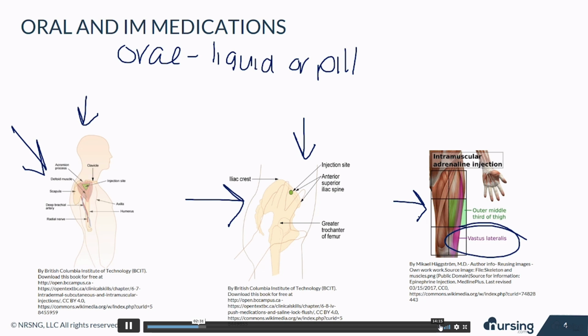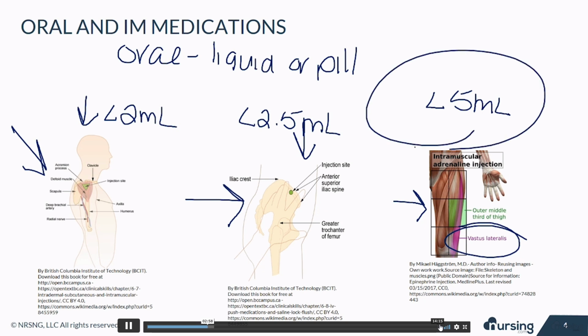The biggest thing that you want to know is the maximum amount of medication that you're allowed to give in each place. So in the deltoid, we cannot give more than 2 mLs of medication. In the ventrogluteal, it's a little bit more, but we can't give any more than 2.5 mLs. And then in the vastus lateralis, you can't go over 5 mLs, okay? So this is right here, the quads, really where you want to put it if you can, okay? If you must use the butt, you have to remember that the max is 4 mLs.